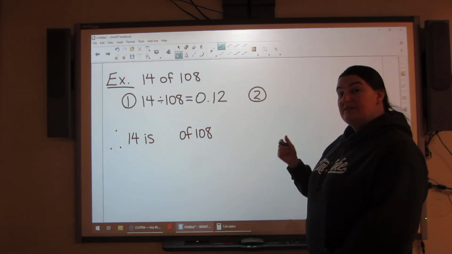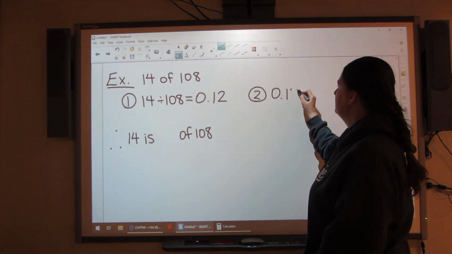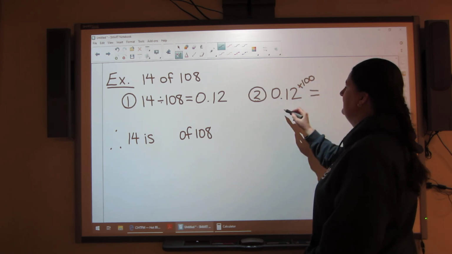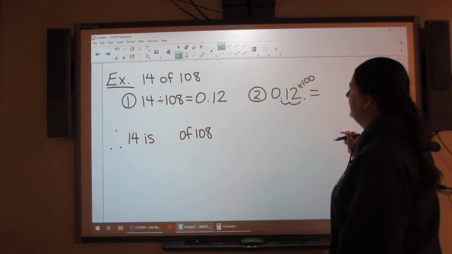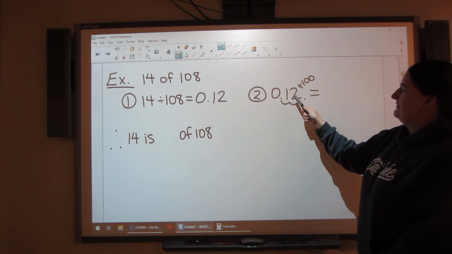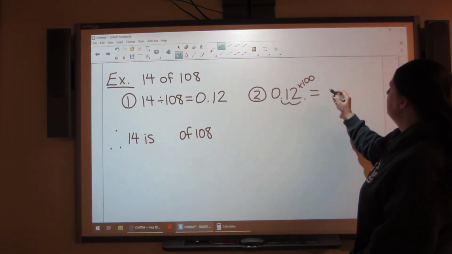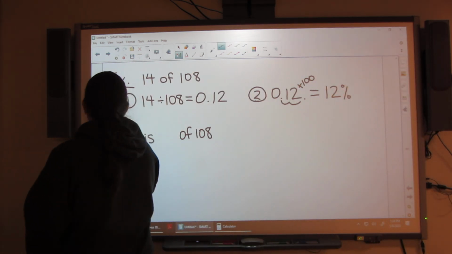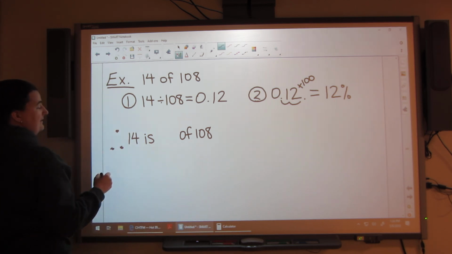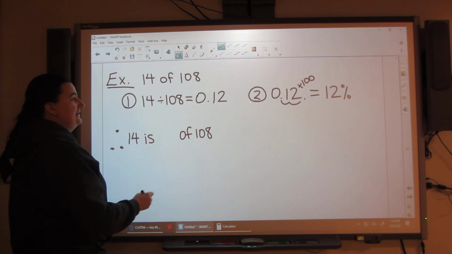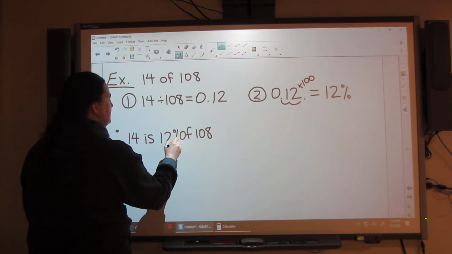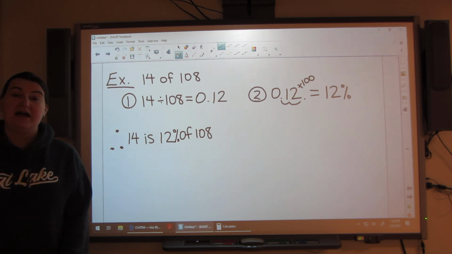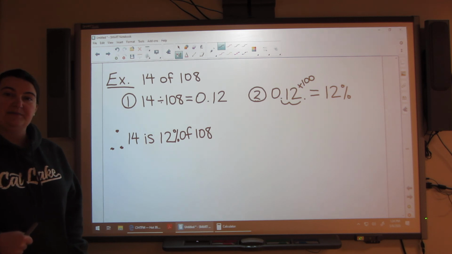And of course your step 2, 0.12 or 12 hundredths times 100 will get you the percentage that you're looking for. When you're timesing by 100, you move that decimal 2 spots to the right to make it bigger. So my answer is 12%. Therefore, don't forget your little therefore symbol, 14 is 12% of 108. So this is how you find the percent of a number.